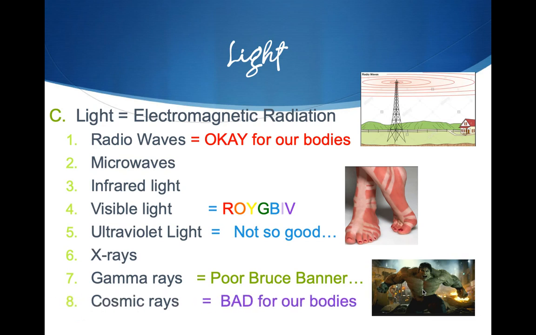And then cosmic rays, of course, that would also be super bad for our bodies. We don't really need to worry about that because, as the term cosmic implies, it is out in space. So just to give you an idea here, radio waves would be our lowest energy types of waves. Cosmic would be the highest waves, with all of those in between.